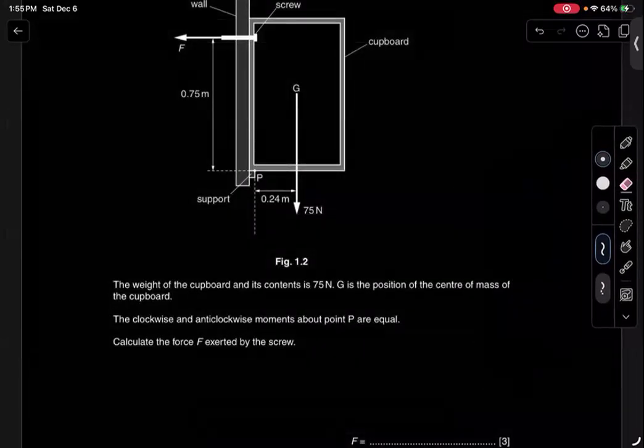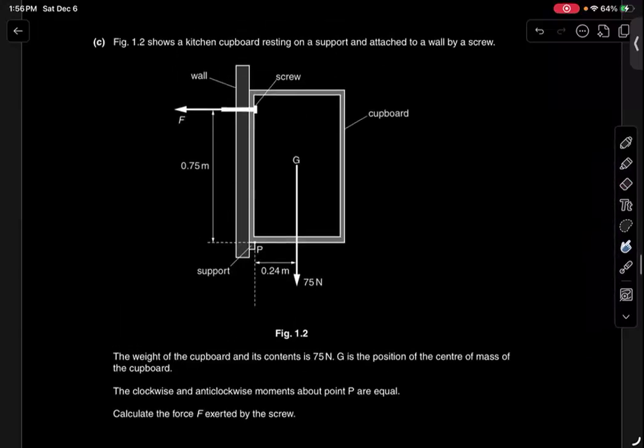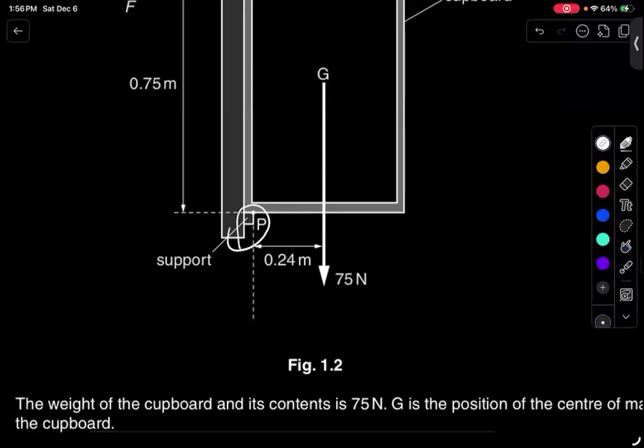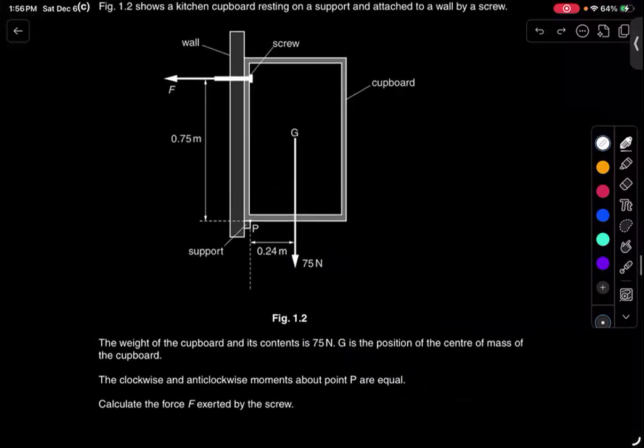Over here, the pivot would be P, right? The support area, yes, that's the pivot. So all of the forces are going to act about this point. And what do we need to find? The force exerted by the screw. Okay, I think I understood it.